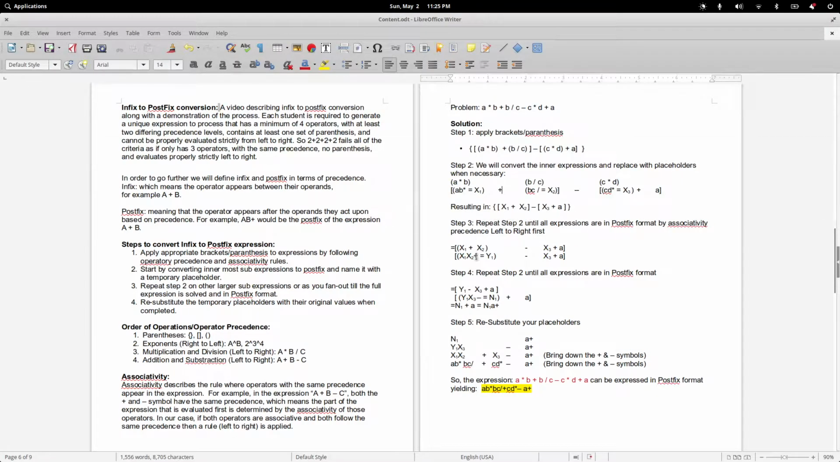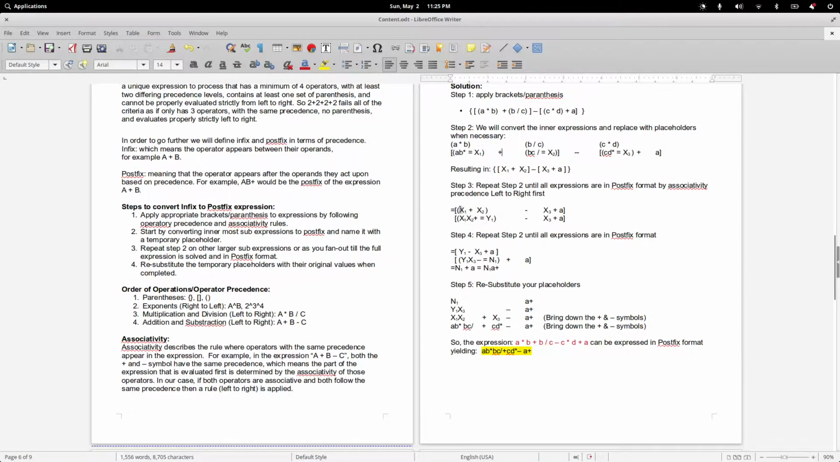We repeat step 3 once more, and we combine X sub 1 plus X sub 2 because our precedence is left to right with addition and subtraction operators. And we yield a placeholder of Y sub 1. So now our resulting expression is Y sub 1 minus X sub 3 plus A.